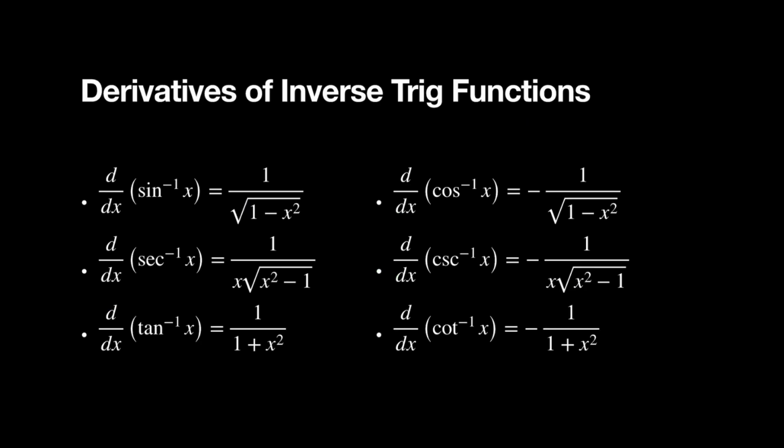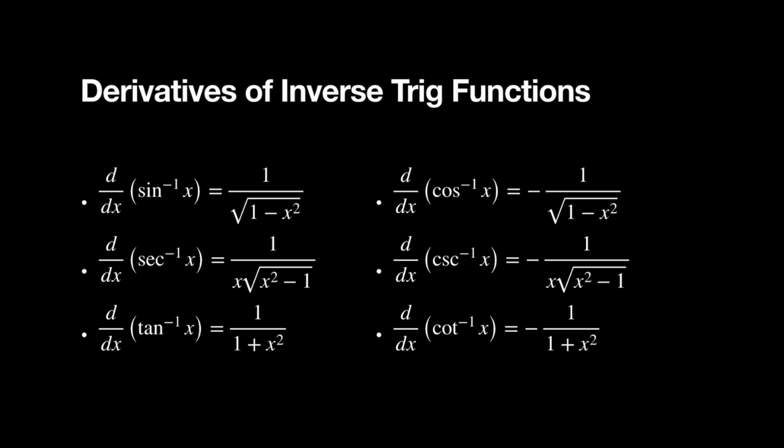We can find derivatives of our other inverse trig functions using the exact same method. I have them all written on the screen here. So derivative of inverse sine, which is also called arcsine, we just derived that one. We got 1 divided by square root of 1 minus x squared. Derivative of our arc cosine is actually almost identical. It just has a negative. It's negative 1 divided by the square root of 1 minus x squared.